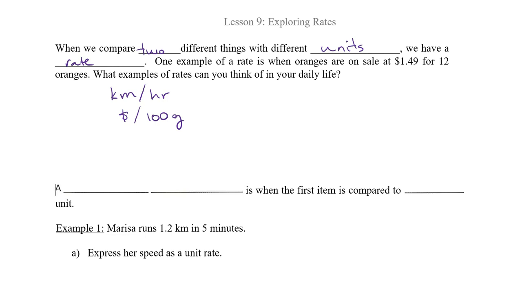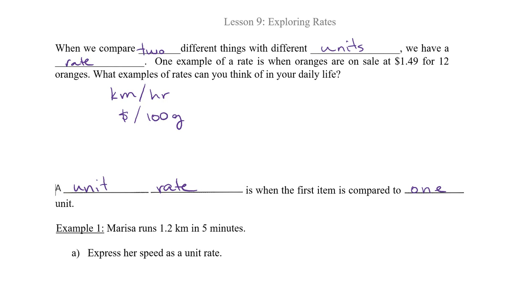And then we've got a unit rate, which is when the first item is compared to 1 unit. For example, kilometers per hour is per 1 hour, so that would be a unit rate. If we have the oranges, $1.49 for 12 oranges, how much would it be for 1 orange? That's a unit rate because it's for one thing.